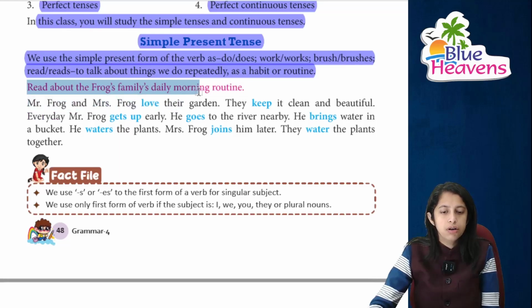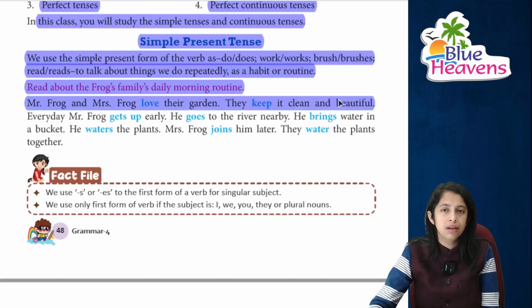You just read the Frogs family. Frogs की family का daily routine हम पढ़ते हैं. So there is Mr. Frog and Mrs. Frog. They love their garden. उनको अपना garden बहुत ज़्यादा पसंद था. They keep it clean and beautiful. उसको बहुत ही ज़्यादा साफ रखते थे, right? And every day Mr. Frog gets up early. वो जल्दी उठ जाया करते थे.